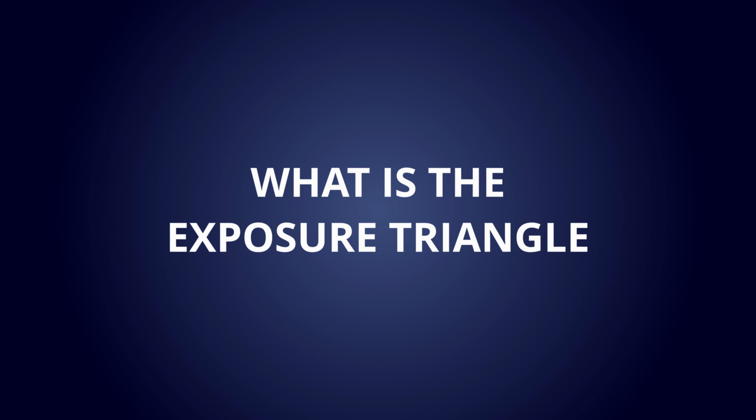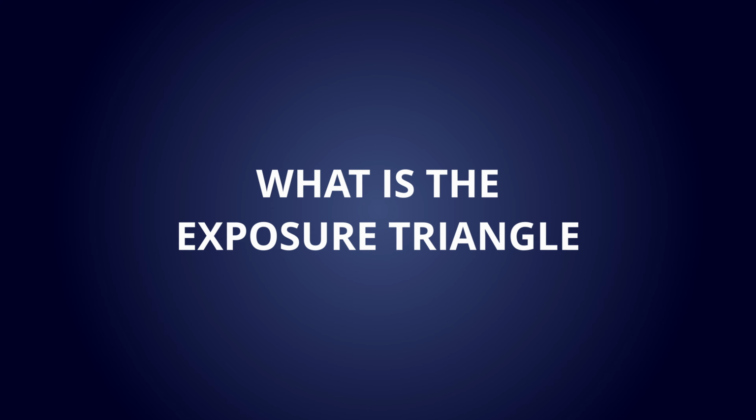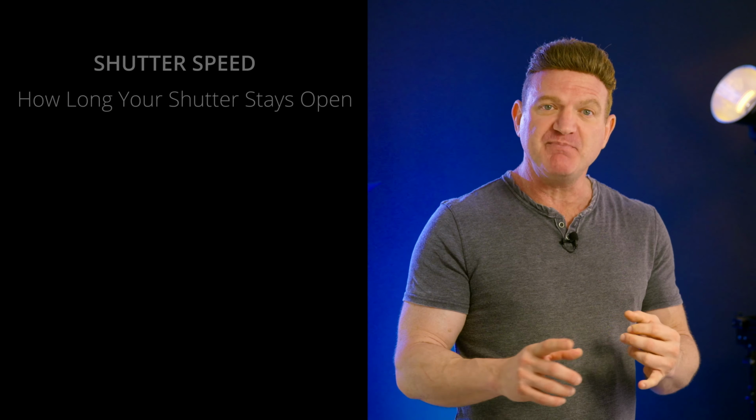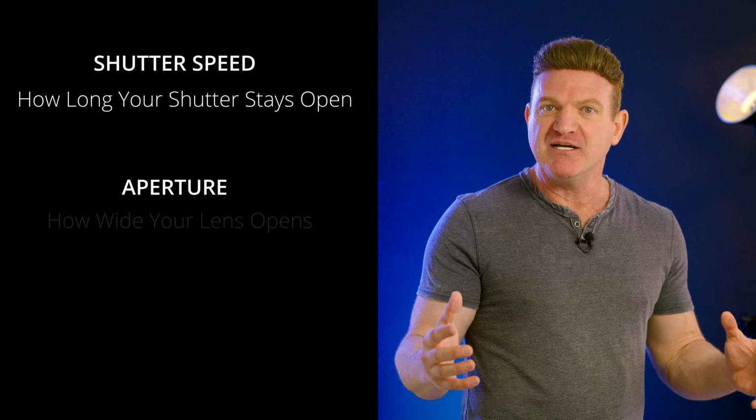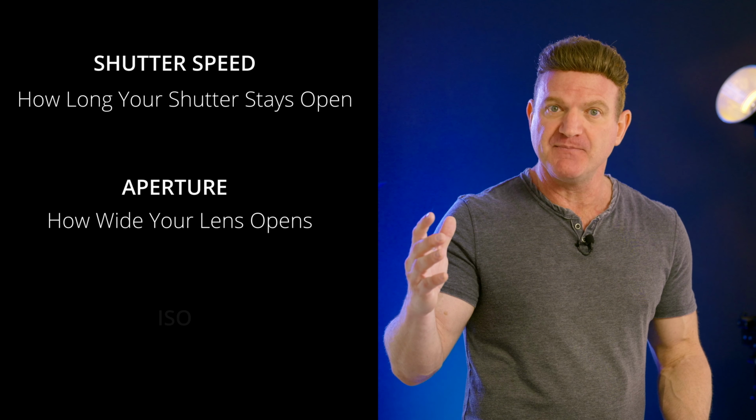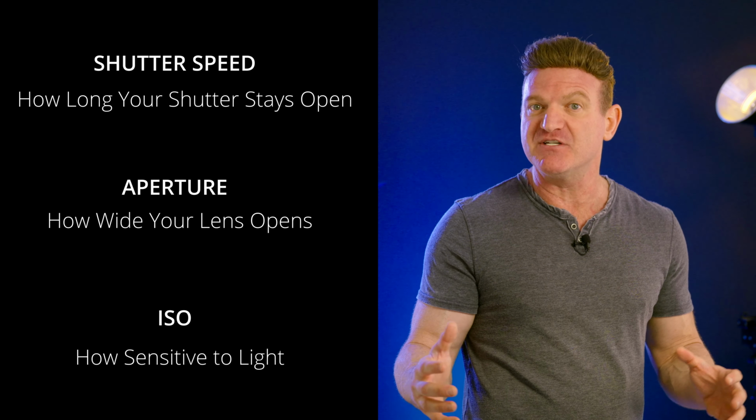Imagine exposure like filling up a bucket of light. Each setting, shutter speed, aperture, and ISO, lets in more or less light in its own way. Shutter speed equals how long your camera sees the light for. Aperture is how wide the lens opens. ISO is how sensitive your sensor is to light. So let's break down each one of these individually, and then we're going to put them all together.